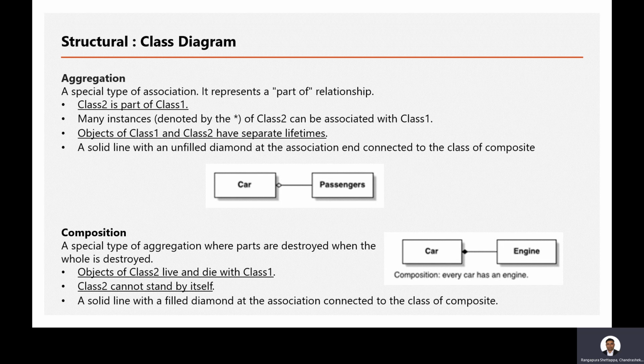The engine is part of the car, but the passenger is not part of the car. A passenger can come and go, and this is called aggregation. Composition means it is already included. In the car, there are inclusive parts like tire, fuel, and engine. These are all parts of the car, which are implicitly included.